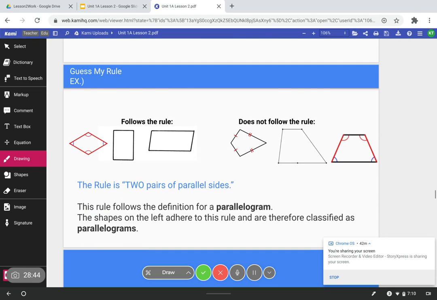Parallelograms. This rule follows the definition for a parallelogram. The shapes on the left adhere to this rule and are therefore classified as parallelograms.